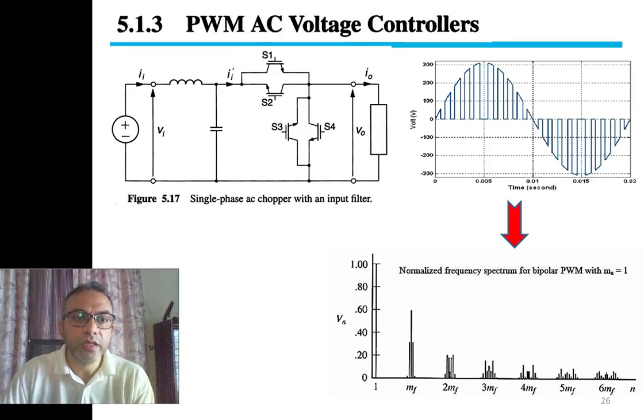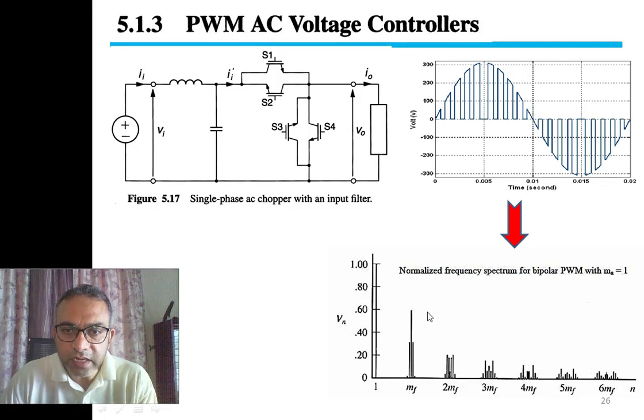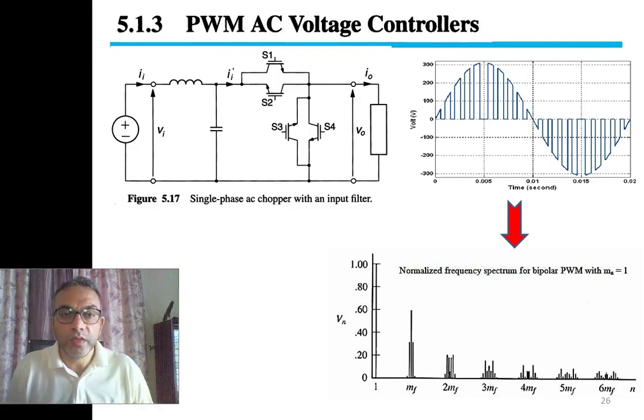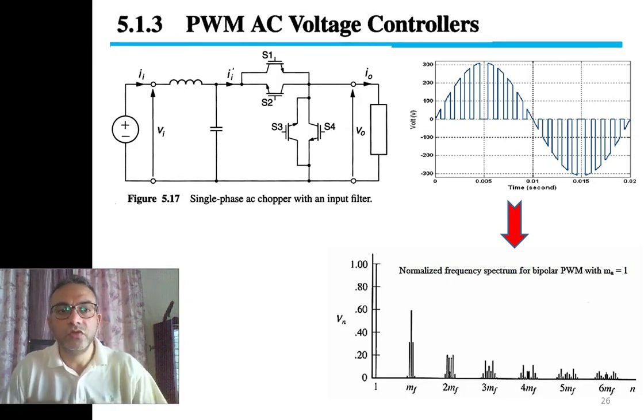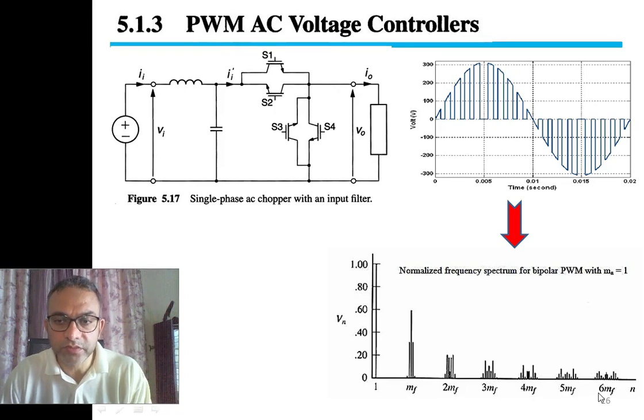Over here we see the single phase PWM AC voltage controller. Here we see the output voltage, and then here lies the problem. There are so many unwanted harmonics. So you may think of techniques, you may think of algorithms to reduce these harmonics.